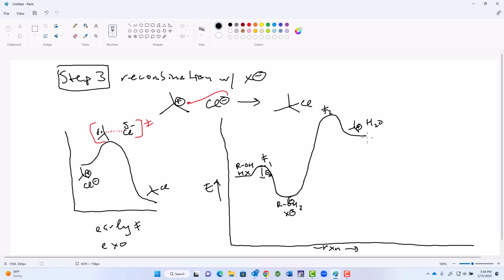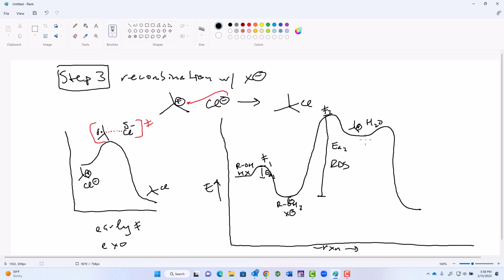And then, again, unfavorable, this is going to be our high activation energy, and that's dictated by the structure of the alcohol. This is EA2, and this is our rate determining step. That's EA1. And then finally, we're going to have a very downhill reaction. This is recombination of the two positive and negative charges.